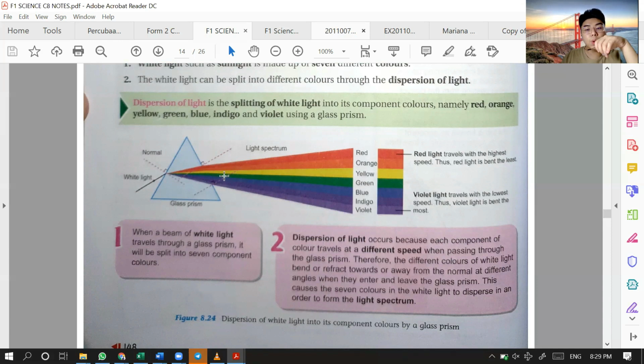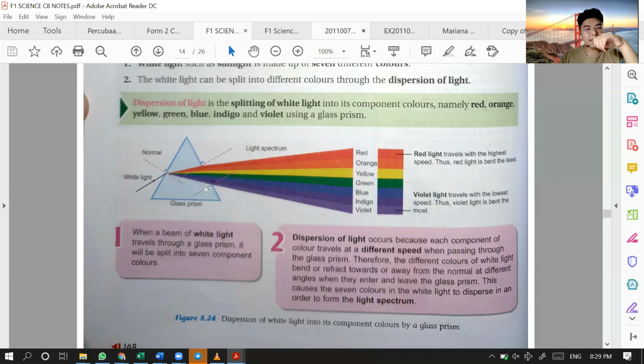Is it due to refraction? You ask me. You see that there is a light going in and then going in different directions. Yes, dispersion is based on refraction. But what about refraction?